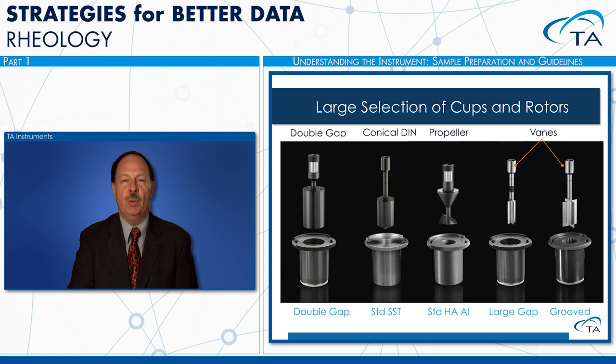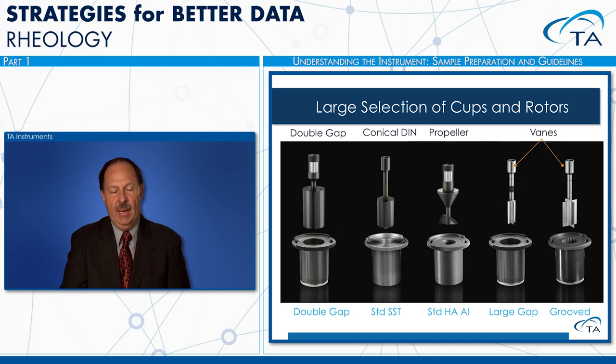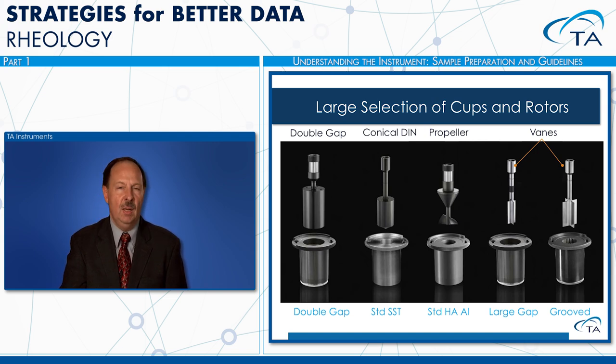These are vaned rotors. And so we have the vaned rotors, and again, the DIN, the other bob that I was thinking about is what's called the recessed end rotor. So a little bit of this is removed, and it doesn't really contribute to the measurement, and it lets you get away with less sample volume. But we have a couple of these vaned rotors, and these are useful for slurry materials.